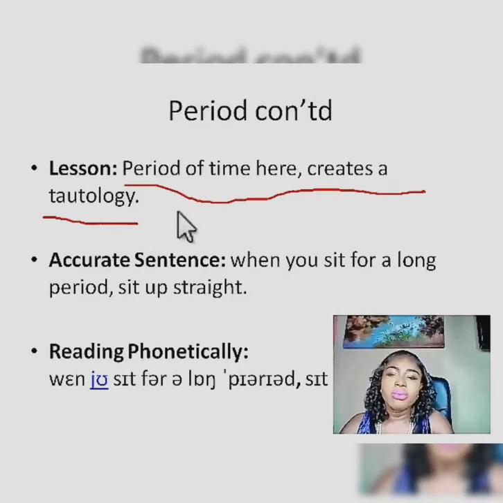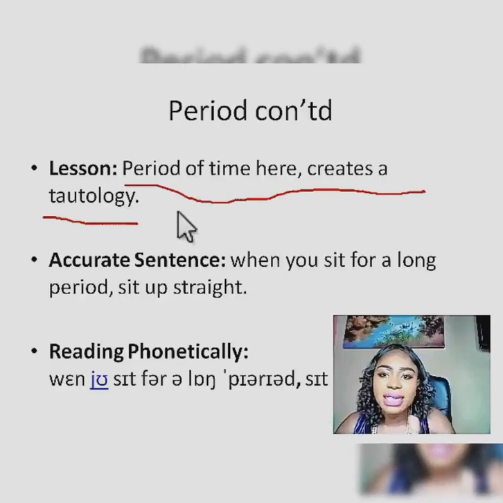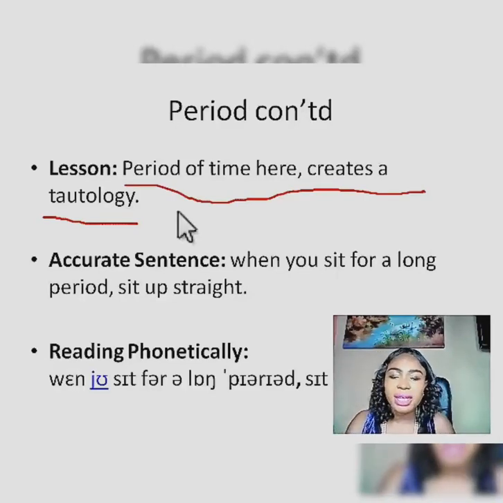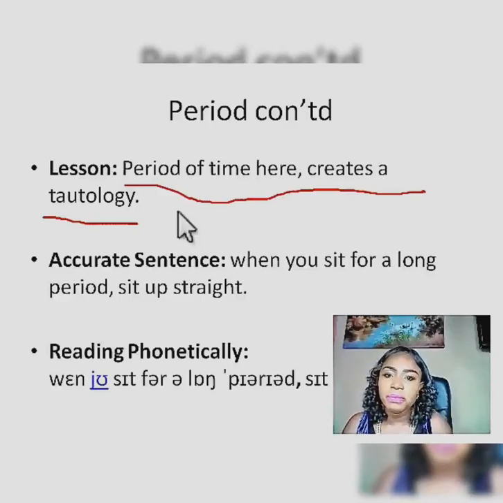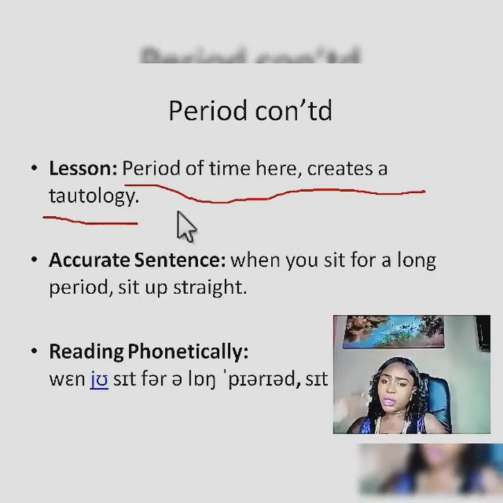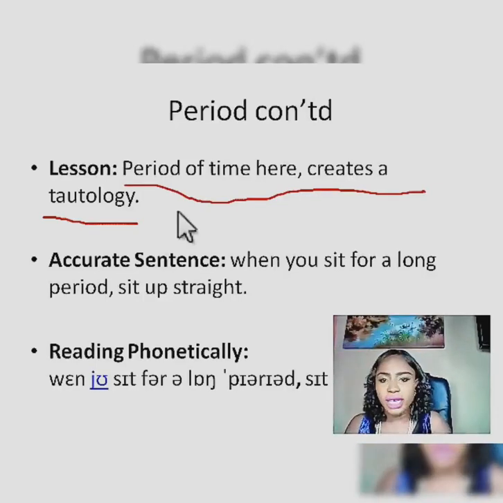So what that means is that time and period have the same meaning. They serve the same purpose. So if you're using time, avoid period, except in different sentences. So it means that you can't use them together. That's what it means. You don't use them together.